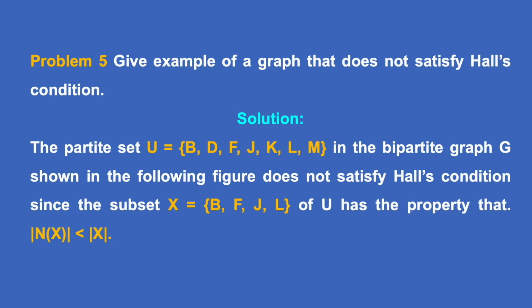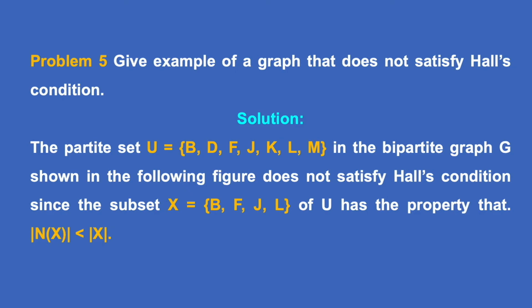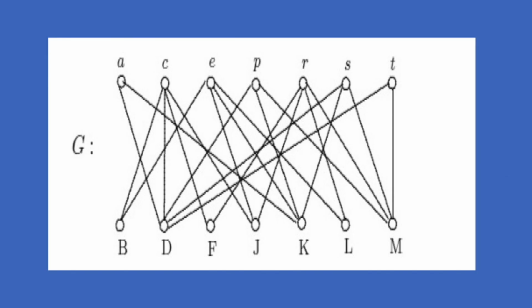Let us see another problem. Here we have to give an example of a graph that does not satisfy Hall's condition. So, consider the partite set U consisting of the vertices B, D, F, J, K, L, M in the bipartite graph G which is shown in the figure that does not satisfy Hall's condition. Since the subset X consisting of B, F, J, L of U has the property that cardinality of N(X) is less than cardinality of X. You can refer to the figure which is on the screen.